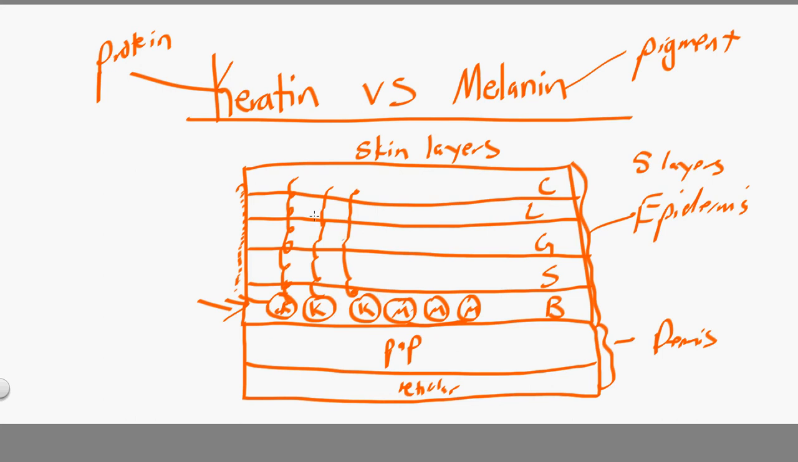Now, the purpose of keratin, to mention another point here, is to keep the skin tough and dry. That's the point. Melanin is for, I'll just put, color. And this means color of eyes, color of skin, color of hair, etc.